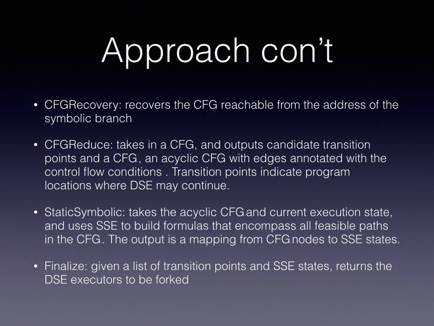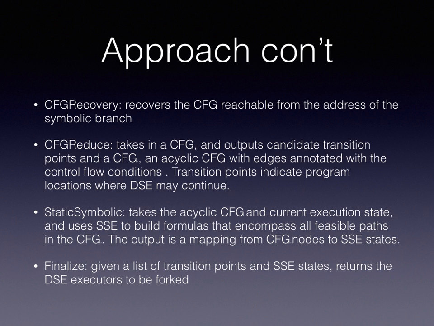The third step is static symbolic execution. It takes an acyclic CFG and the current execution state and uses SSE to build formulas that encompass all feasible paths in the CFG. The output is a mapping from CFG nodes to SSE states. The final step is finalization. Given a list of transition points and SSE states, it returns DSE executors to be forked.